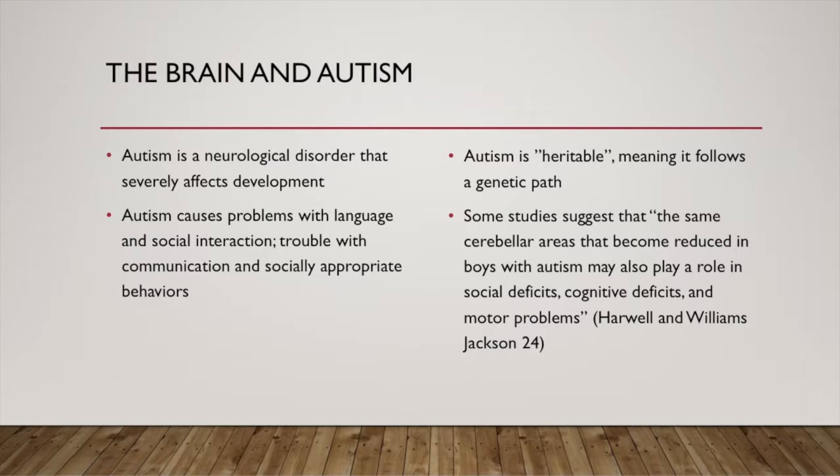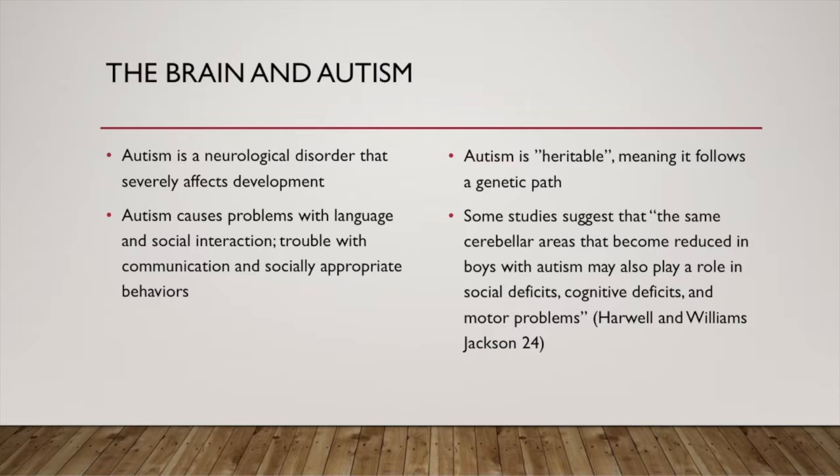The brain and autism. Autism is a neurological disorder that severely affects development. Autism causes problems with language and social interaction, trouble with communication, and socially appropriate behaviors. Autism is heritable, meaning it follows a genetic path. And then some studies suggest that the same cerebral areas that become reduced in boys with autism may also play a role in social deficits, cognitive deficits, and motor problems.